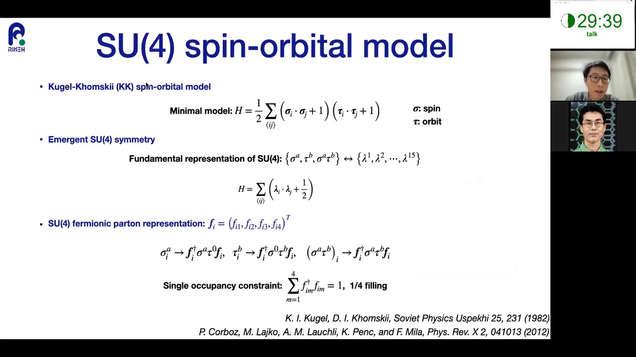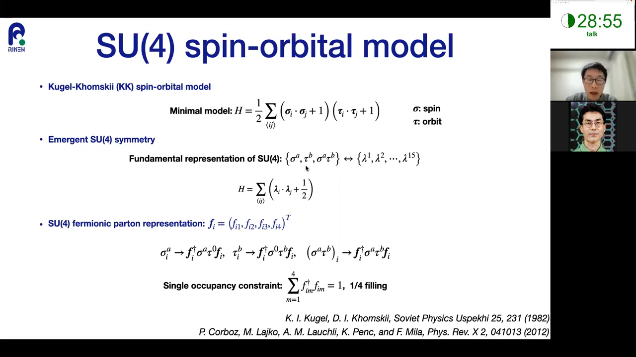Here, we consider the Kugel-Khomskii spin-orbital model, which describes both spin degrees of freedom and orbital degrees of freedom. Here, these sigmas are Pauli matrices of the spin-1/2, and tau are the Pauli matrices of the two-component degenerate orbitals. When the spin channel and the orbital channel are coupled with equal weight, the symmetry of the Hamiltonian is enlarged from SU2 cross SU2 to SU4 symmetry.